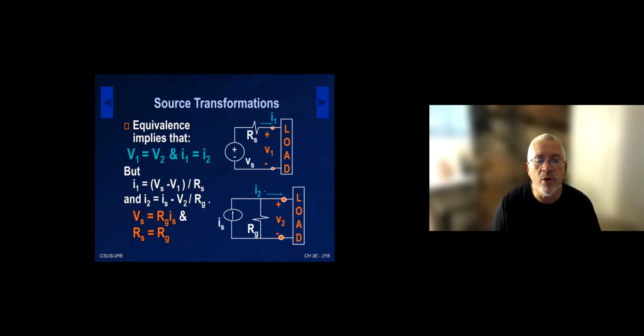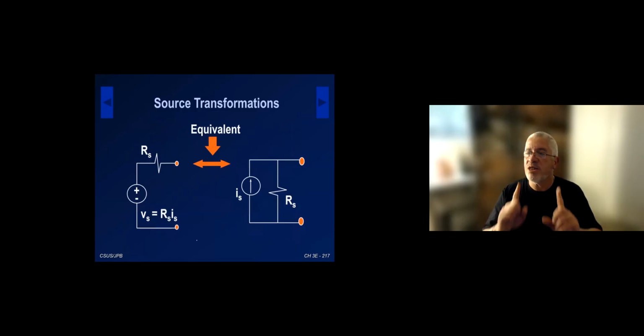Okay, for V1 equal to V2, we can show that that happens when these conditions are met. That is, the two resistances are equal, RS equal to RG, and the voltage and the current source are related by VS equals RG times IS. Okay, so this implies that these two circuits are perfectly equivalent. That means we can remove one and replace it by the other, and the external circuit would not see a difference. This is what we call source transformation.